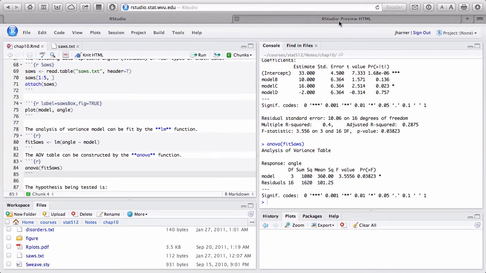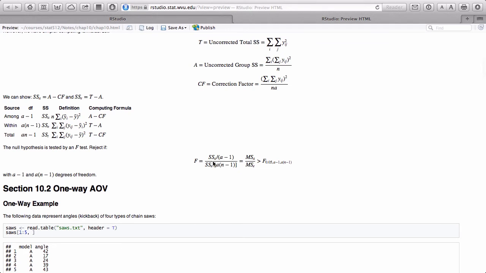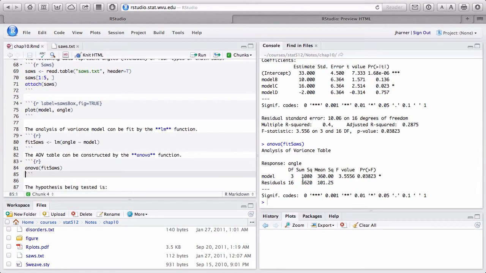So again, if I look back here, if I take the sum of squares and divide by degrees of freedom, notice the degrees of freedom is a minus 1 for this sum of squares. And for the error term, the sum of squares of the error has degrees of freedom a times n minus 1, which is an minus a. This gives us the ratio, where we divide the numerator by the denominator. We get an F-test statistic of 3.55.